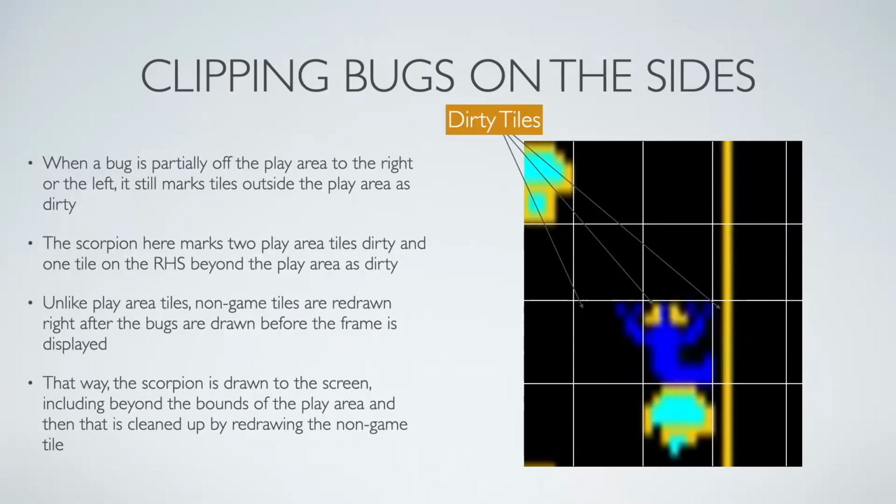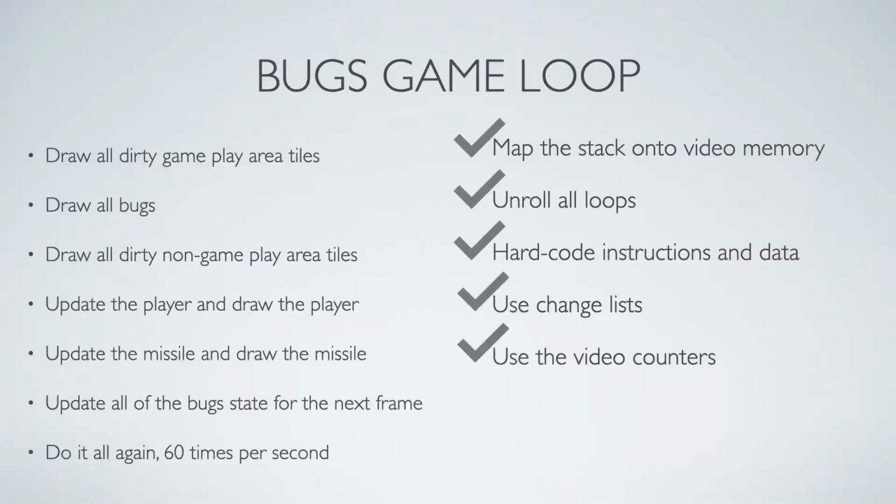But right after drawing the bugs, the non-game tile is redrawn, and this happens before the frame is shown to the user. By redrawing the non-game tile, we've clipped off the part of the bug which is outside of the play area. You can see that in the description of the game loop I've shown previously, redrawing the non-play area tiles is shown as happening after drawing the bugs here. So that is how clipping on the right and left side works.